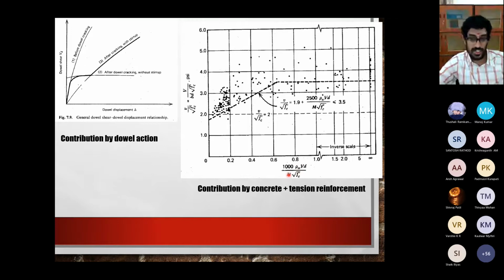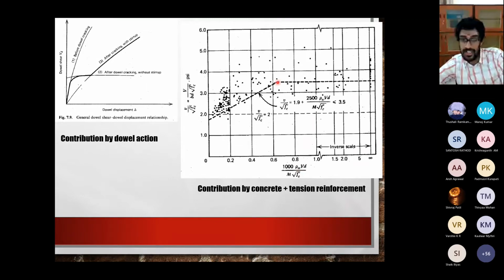V and M, they are shear and moment. And of course, you have this, what is this? The grade of concrete. Okay. So you see that until a certain value of shear, your shear force keeps increasing, until a certain value of tension reinforcement, rho W.